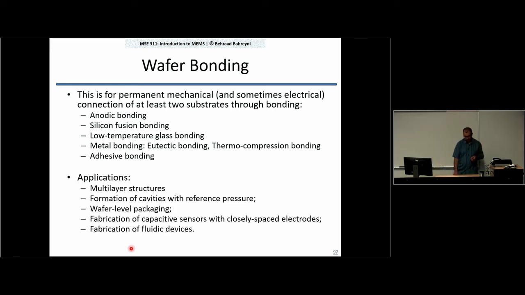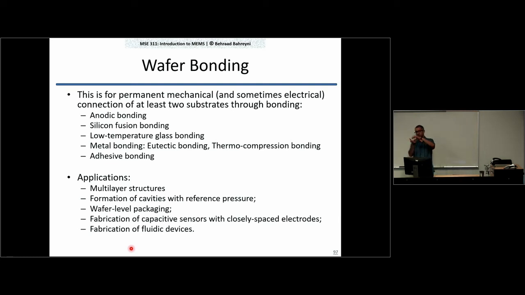And as mentioned, these are the typical applications. You can have packaging, right, is one major application for bonding. You can have multi-layered structures. You can have a piece of silicon on top of a piece of, I don't know, silicon dioxide and then something else on top of that. You can create cavities this way.